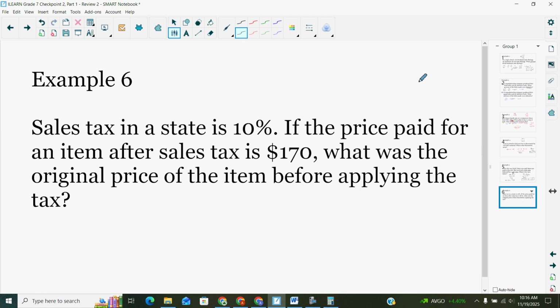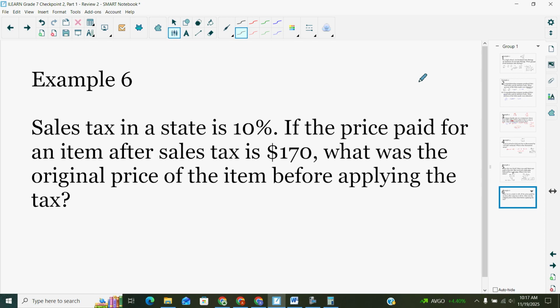Last example, example 6. Says sales tax in a state is 10%. The price paid for an item after the sales tax is $170. We want to know what the original price of the item was before applying the tax. So we paid $170. That includes 10% sales tax. We need to know what was the original price of the item.